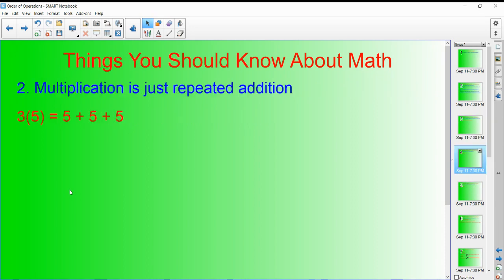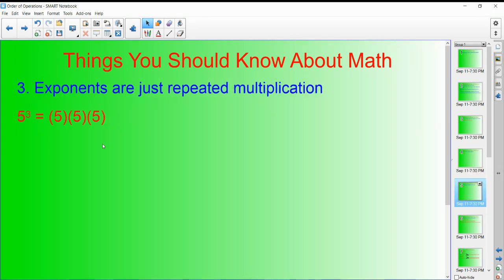Multiplication is a quick way to add a bunch of times. So 3 times 5 is really 3 groups of 5, so 5 plus 5 plus 5. So anytime you see multiplication, it's just heavy addition. Even more powerful is exponents, which is repeated multiplication. So 5 to the third is 5 times 5 times 5. So we're going to see exponents and think, okay, it's just a lot of multiplication going on.